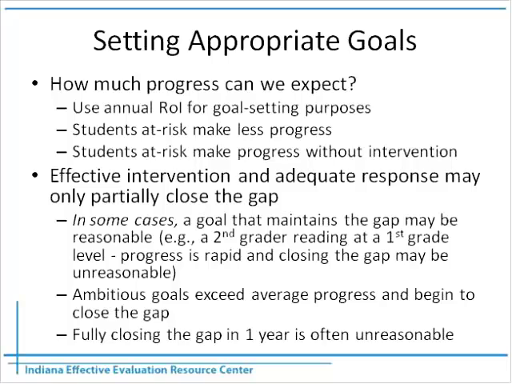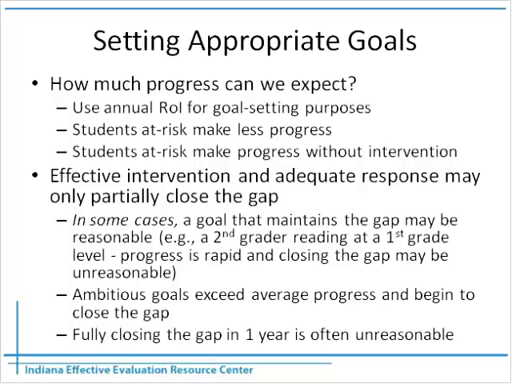In some cases, relatively few, but in some cases, a goal that simply maintains the gap or the size of the discrepancy may be a reasonable goal to set for a student. One example might be a second grader who's reading at about a first grade level. The reason that maintaining the gap in this situation might be appropriate is that progress at second grade and first grade, in those very early grades, is very rapid. And so to expect a second grader who's already struggling to gain even faster than students at the 50th percentile or above may be somewhat unreasonable.